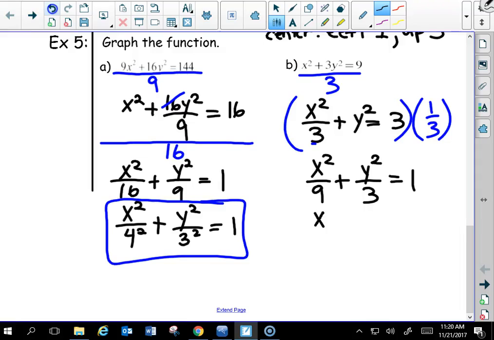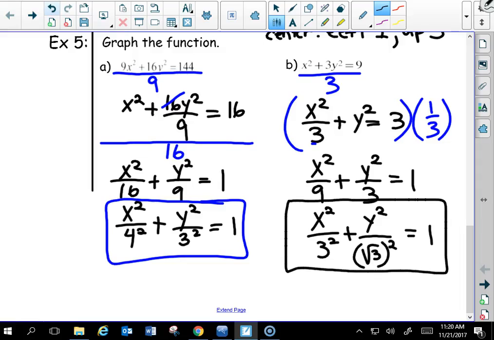So that means that in standard form, I have x squared over 3 squared plus y squared over the square root of 3 squared equals 1. And the square root of 3 is somewhere between 1 and 2. And on the quiz, they'll have you pick the graph for that. So just remember, you've got to square root it.